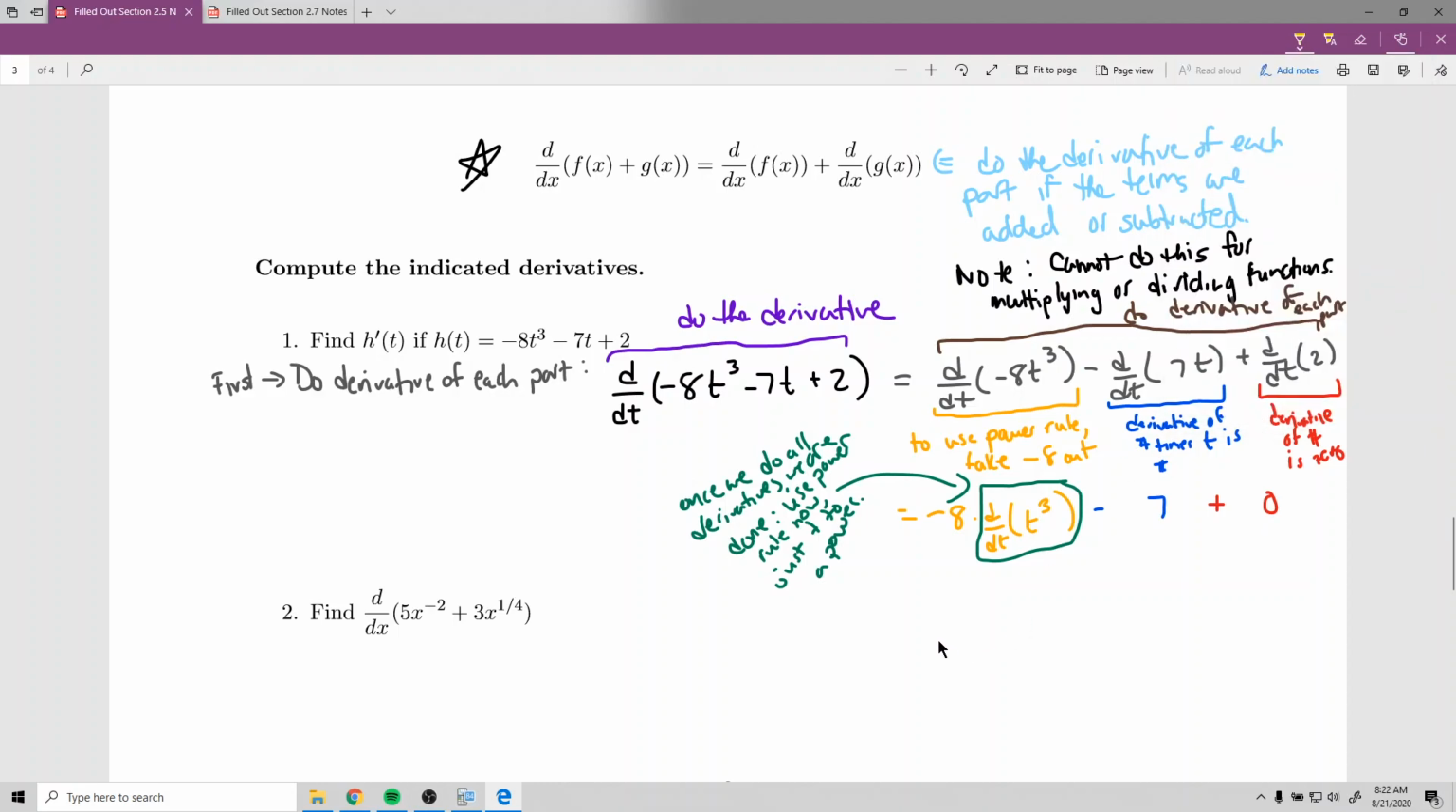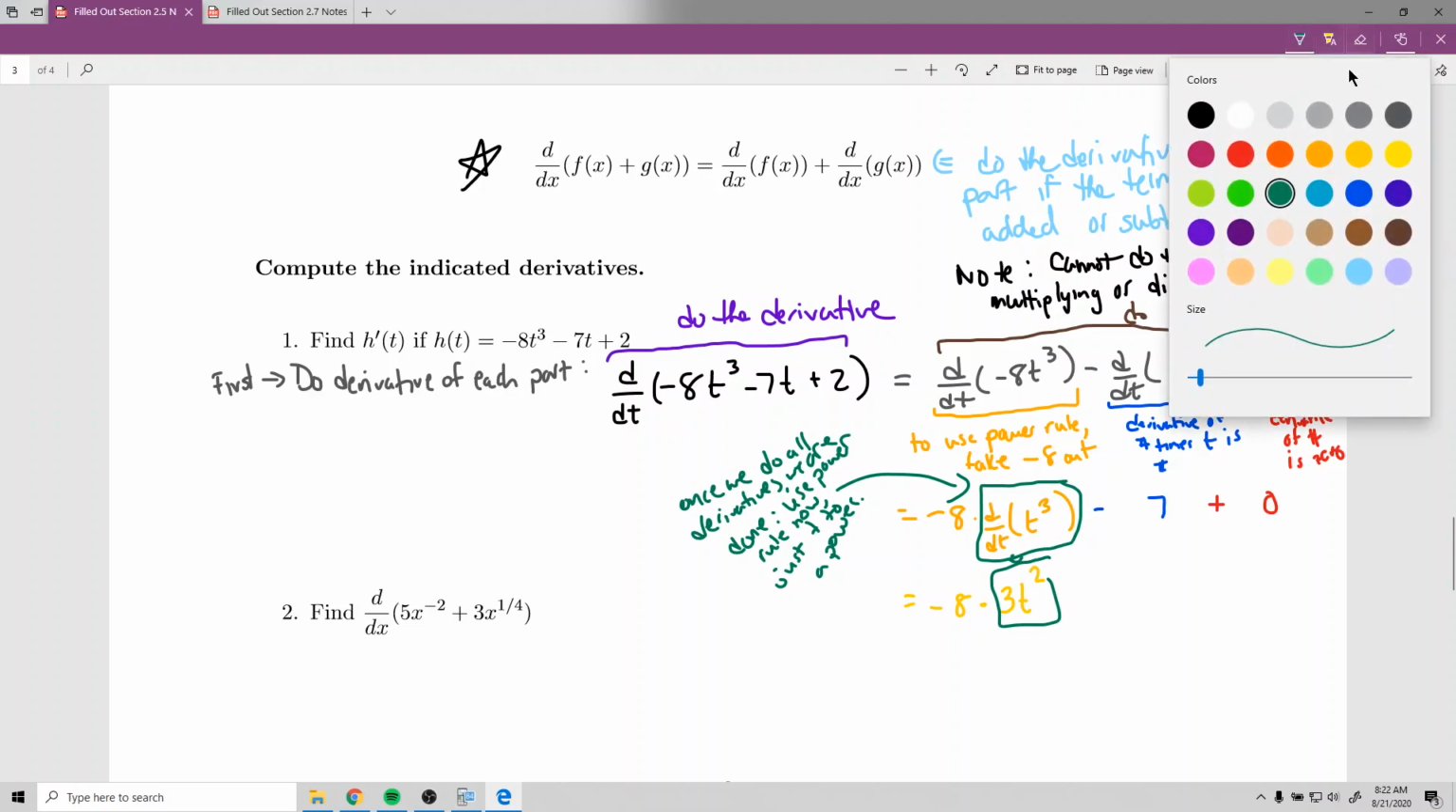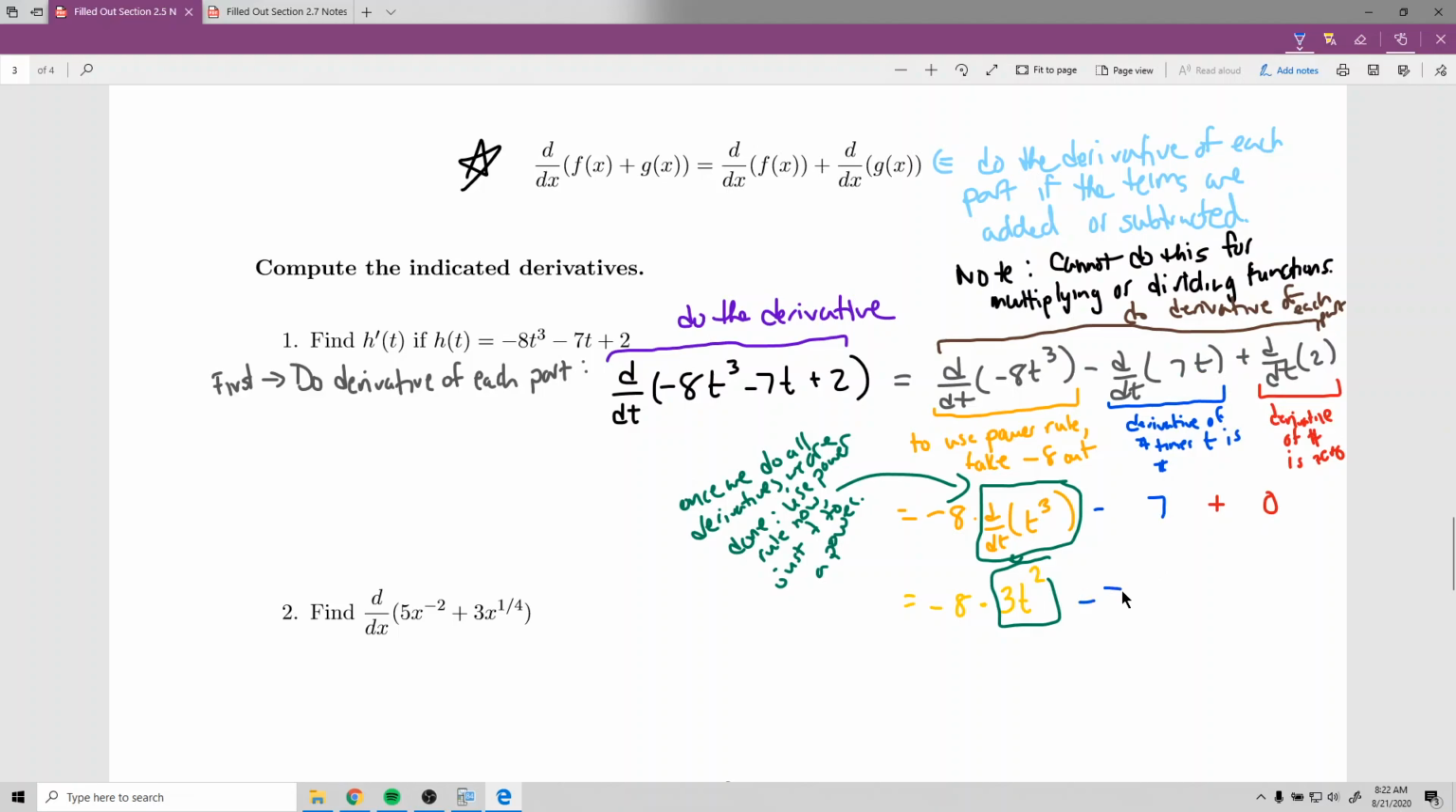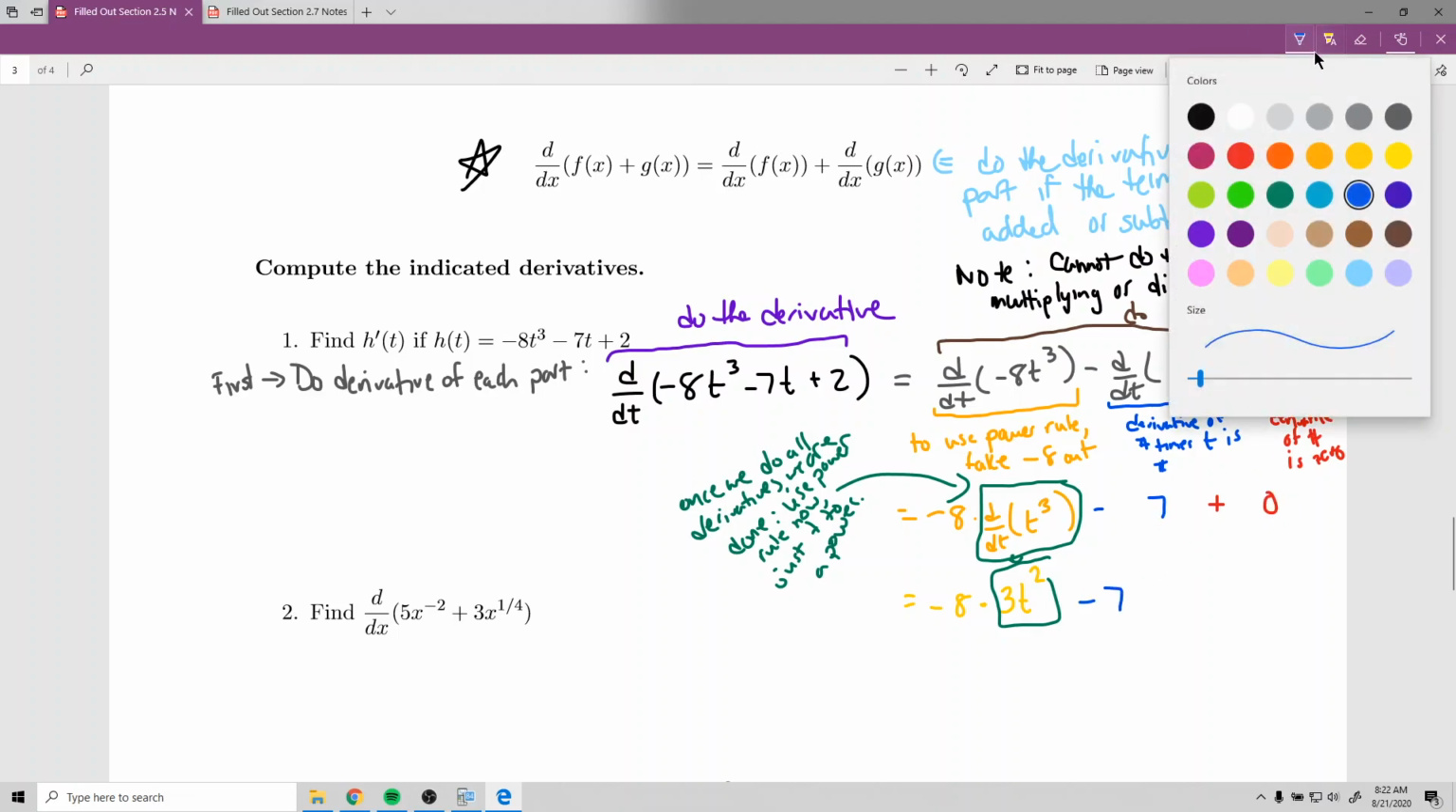All right, so when we do the power rule now to finish up, we got our -8 out front. The derivative of t cubed, the power rule says bring the 3 down, rewrite our variable t, and then subtract 1 from the power. 3 minus 1 is 2, so I'm just going to write it like that. And then the remainder, the -7, we don't need to write the +0, just for the same reason we never do. It doesn't do anything to our answer.